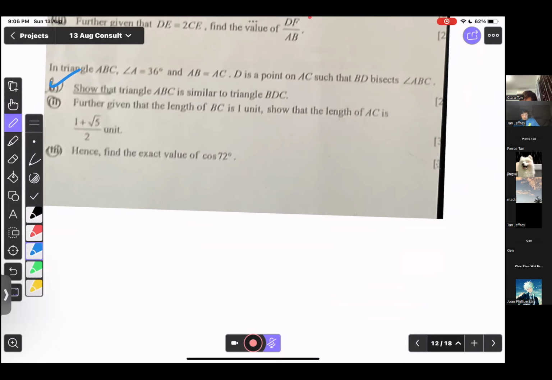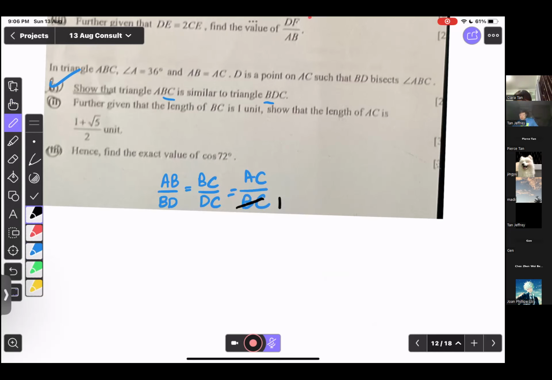If you know that they are similar, corresponding sides will have the same ratio. AB over BD is the same as BC over DC, which is the same as AC over BC. Then the length of BC is 1 unit. That means this is 1 unit. Okay, BC is 1 unit.